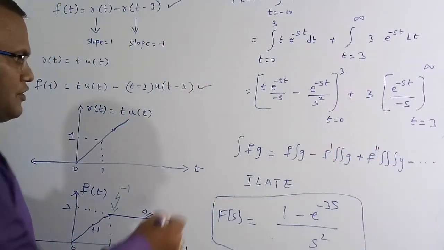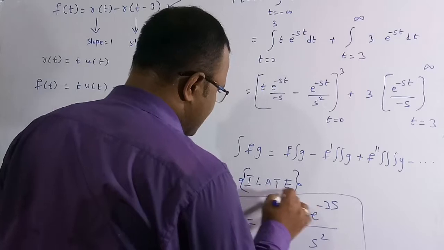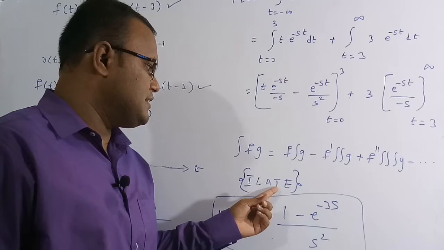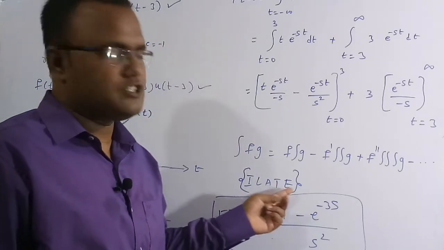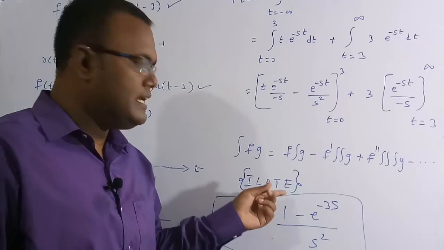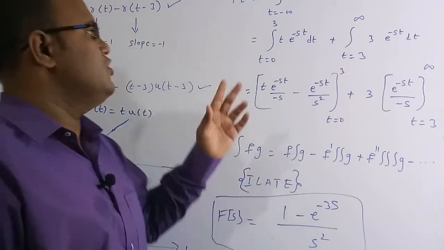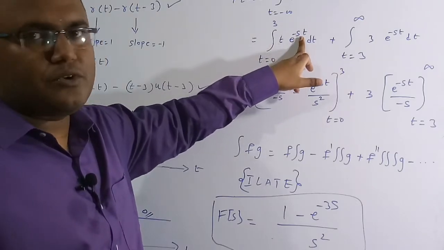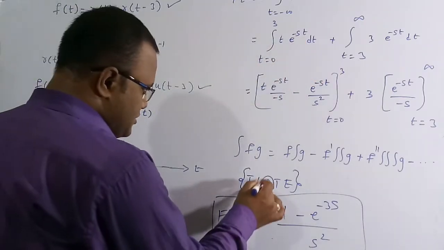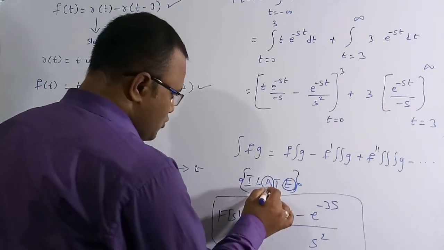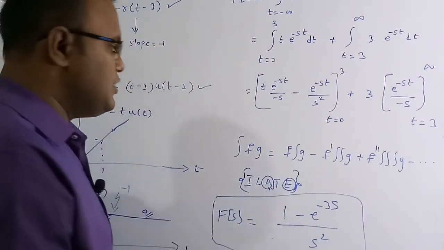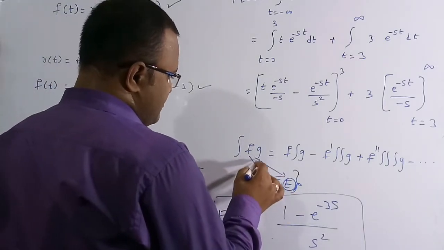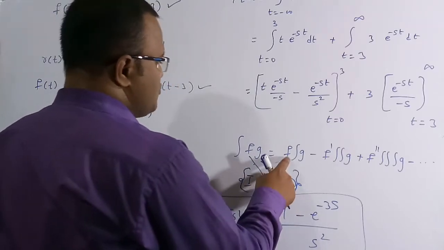Now you have to choose using ILATE. ILATE stands for inverse functions, logarithmic functions, algebraic functions, trigonometric functions, and exponential functions. Whichever function comes first in this order has to be f, and the other will be g. If you see carefully, t is algebraic and e to the power of minus st is exponential. Algebraic comes first and then the exponential, so algebraic is f and g is exponential. You have to use this formula.